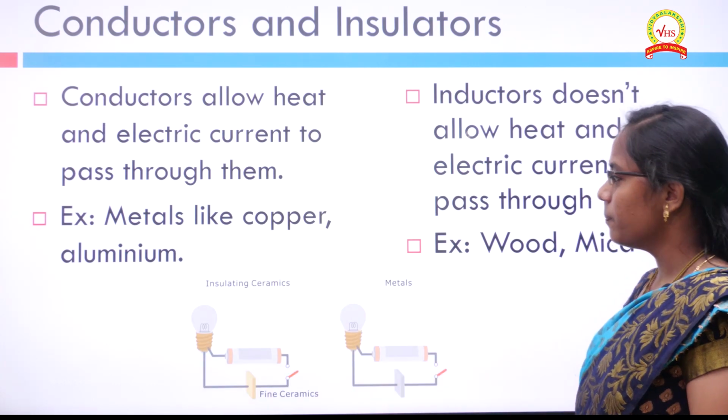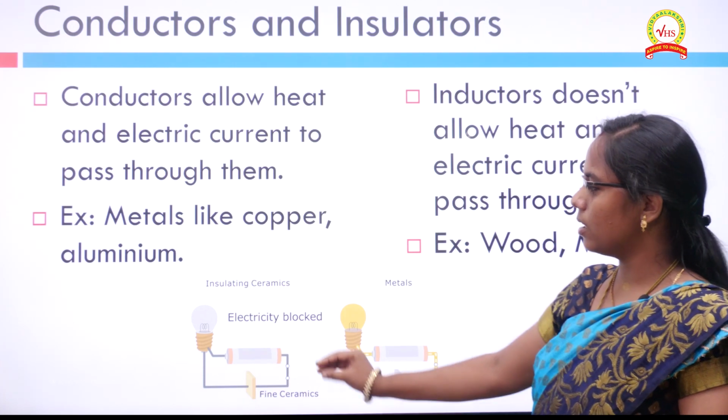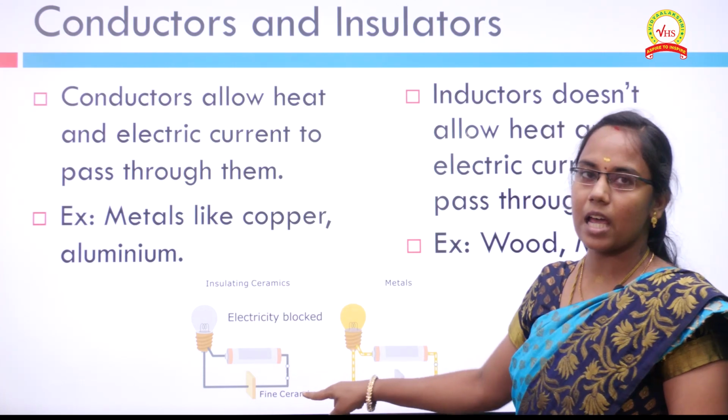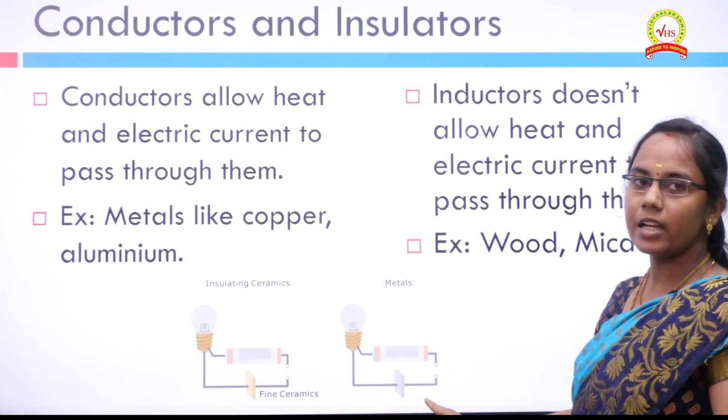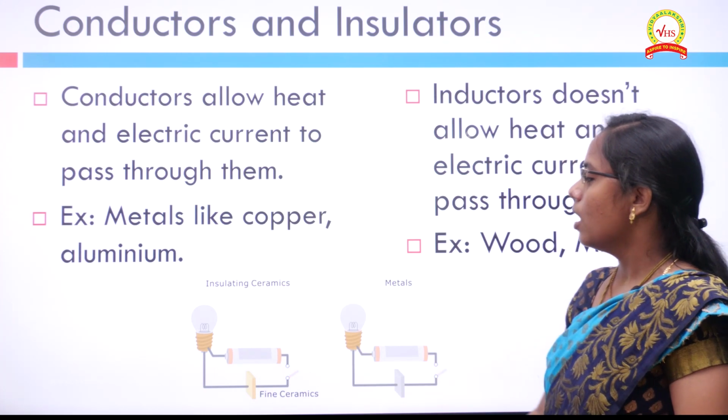We can see it using this circuit diagram. Here, what I have done is I have taken a bulb, a cell, a key, and two materials: one insulator and a metal. So in the first case, what happens?